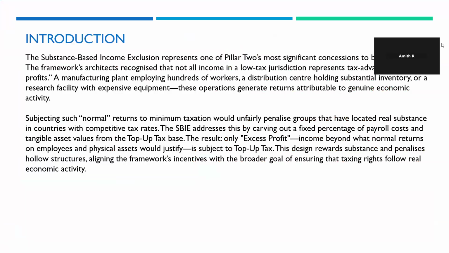So substance-based income exclusion represents one of Pillar Two's most significant concessions to business reality. The framework's architects recognize that not all income in a low tax jurisdiction represents tax advantaged excess profits. So it's not that every profit is an excess profit. You have to understand why there was a need for Pillar Two. It is to tax these excess profits, right? Or I could simply do profit shifting. Instead of that, so to tax these excess profits.